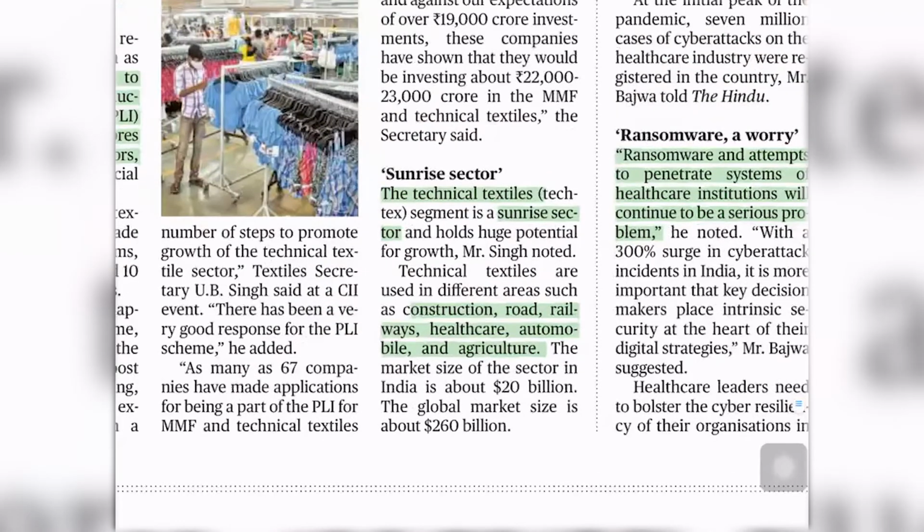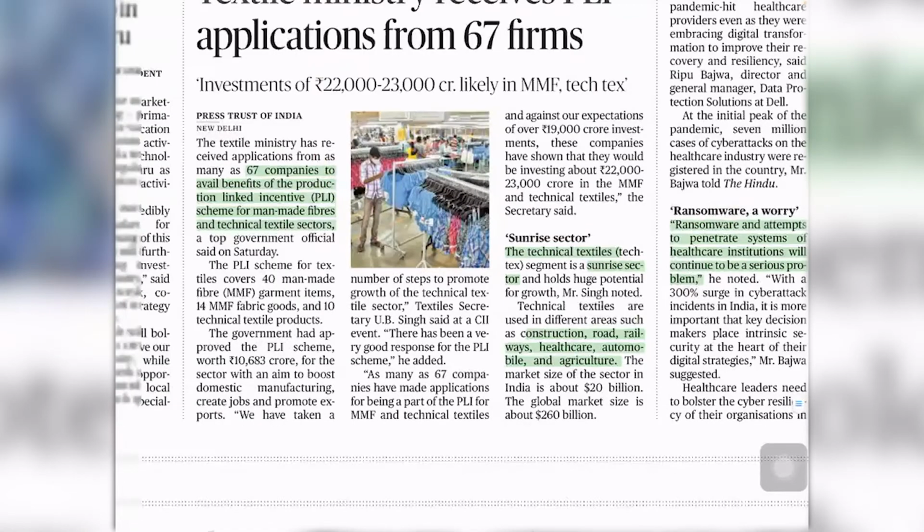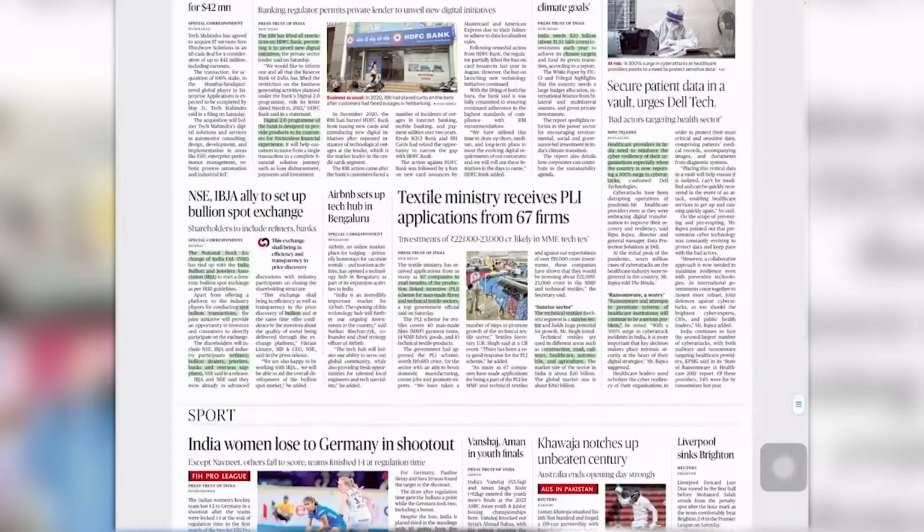This time a question might come in prelims related to textiles for two reasons. One is GST, inverted duty structure related to textiles. The other one is product linked incentive schemes and man-made fiber. So PLI also covers man-made fiber and technical textiles. If they ask about technical textiles, it is basically important.